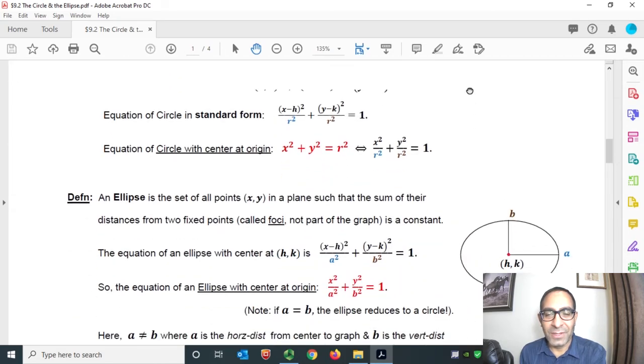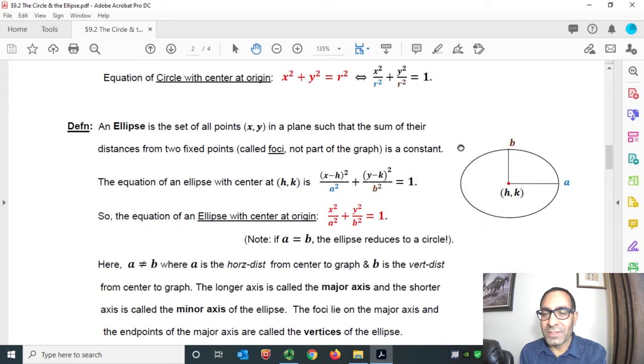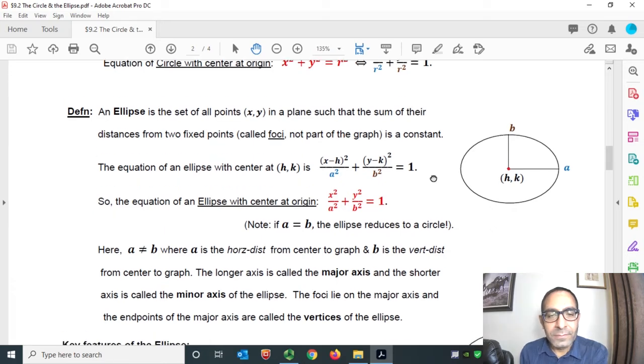So next, here I put this distance as a and this distance as b, center is (h, k), then it forms an ellipse. So now the definition of ellipse: an ellipse is the set of all points in the plane such that the sum of their distances from two fixed points, those fixed points are called foci here.